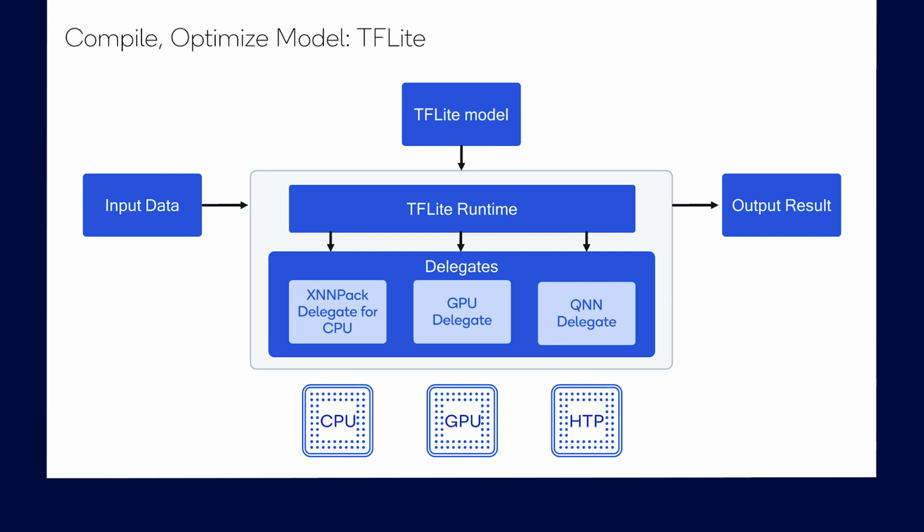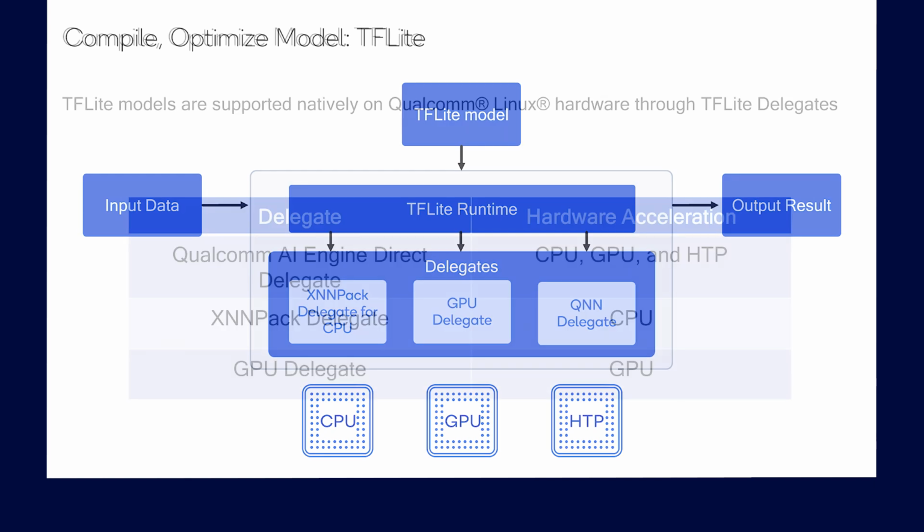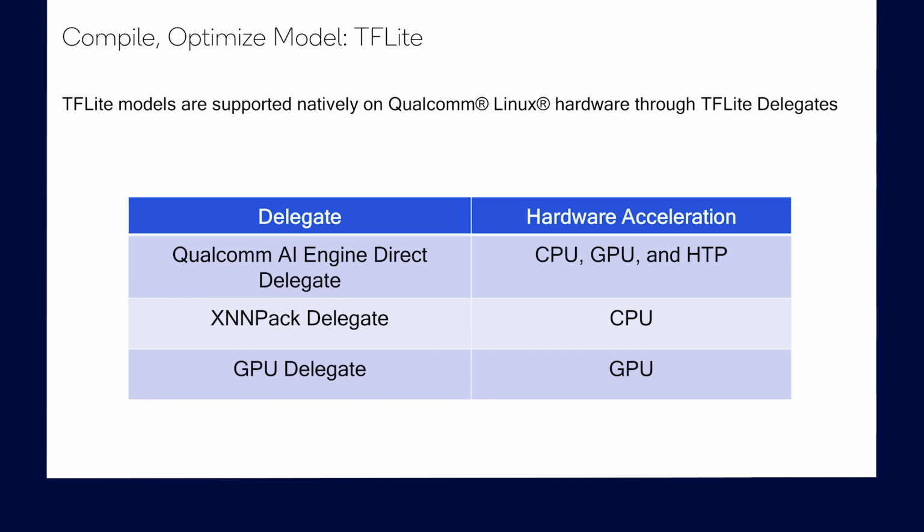Qualcomm Technologies supports executing TF Lite models natively on Qualcomm Linux hardware through TF Lite delegates. We have three options for delegates, depending on the type of hardware acceleration that is needed. The Qualcomm AI Engine Direct delegate can be used with CPU, GPU, and HTP. If you are using a CPU hardware accelerator, you can use the XNNPACK delegate. For use cases where you want to focus on the GPU, use the GPU delegate.